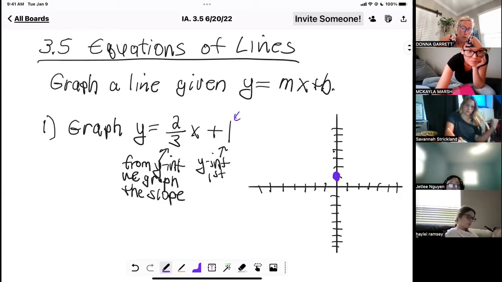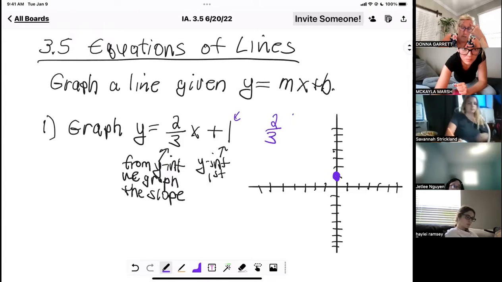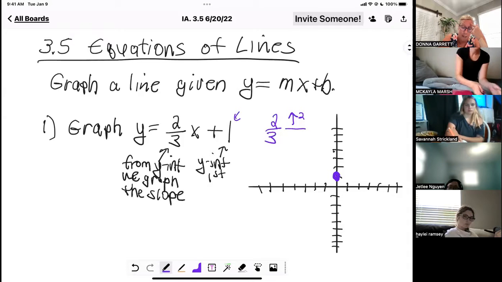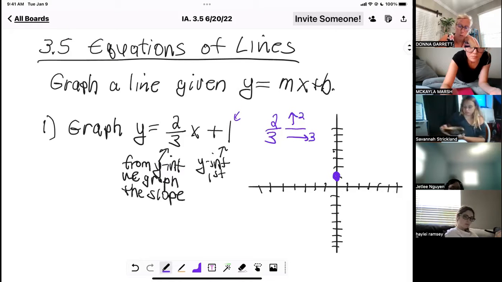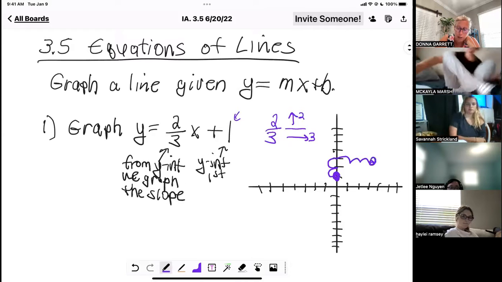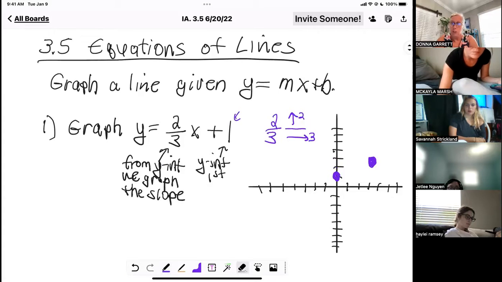Now the slope is 2/3. When I see 2/3, in my mind I see rise over run. So I'm going to go up 2. And then my run, since it's a positive slope, I'm going to turn to the right and go right 3. I'm going to go up 2, not put anything, and then go to the right 3. 1, 2, 3. And I'm going to put a dot right there. We don't write that, we just count. We go up 2 over 3.